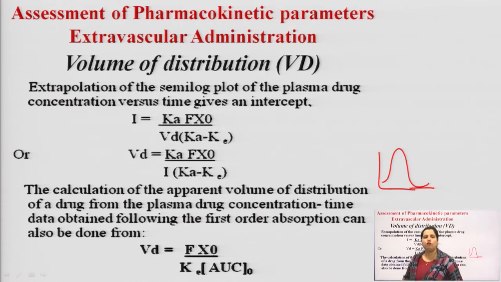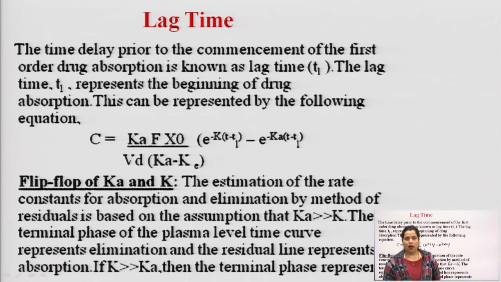The apparent volume of distribution of a drug can be calculated from the plasma drug concentration time profile data obtained following first order absorption, as in extravascular administration of oral preparations. In that case, the drug follows a first order absorption rate, and we can calculate the volume of distribution using the equation VD = F X0 / (Ke AUC0 to infinity). This is how we can use this equation.